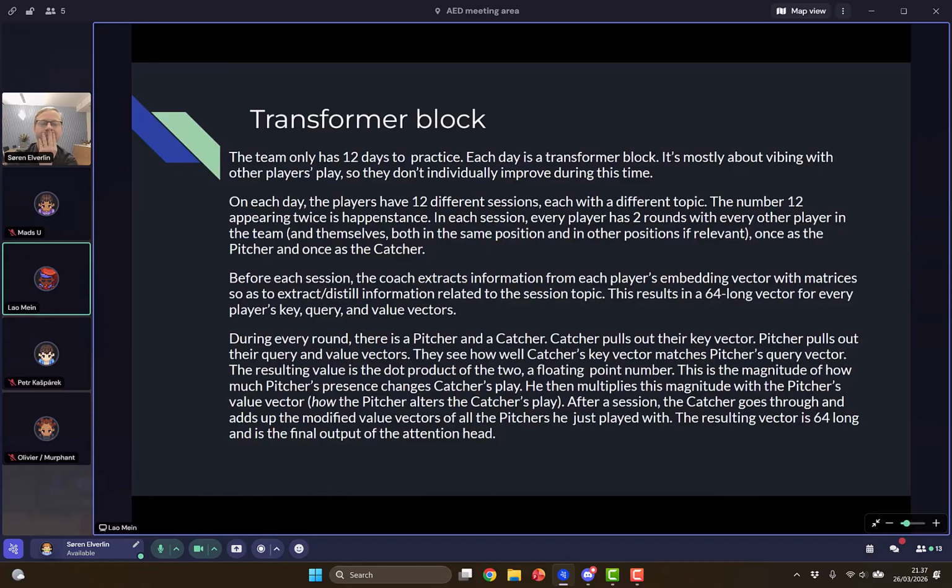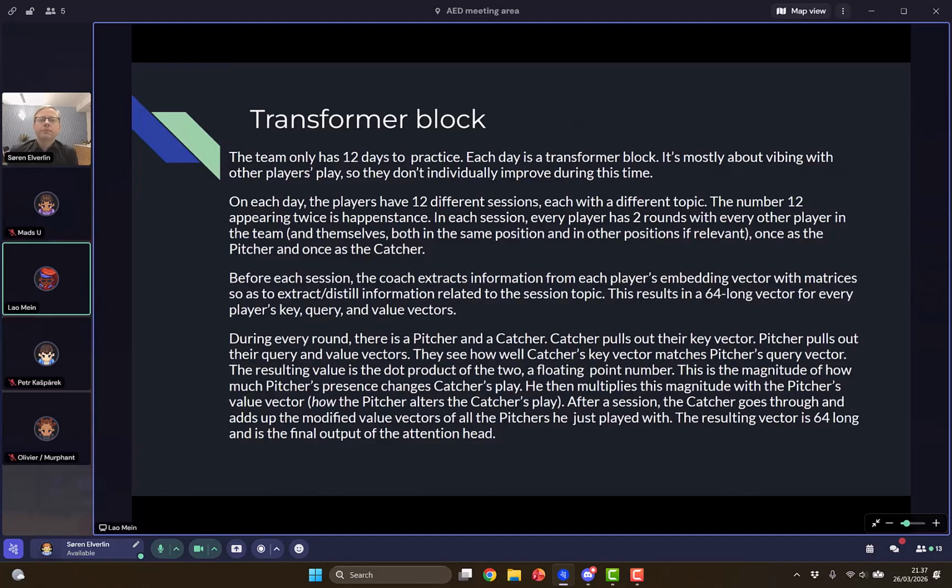So yeah, the idea is something like this. Before each session, you take the 768 numbers. We're going off of the very first transformer block. Things start getting really messy as you go down. So before each session, the coach goes through all of these 768 numbers and extracts information from those numbers and compresses it into a 64 long vector. They only extract information relevant to a particular topic. That is the focus of the attention head.